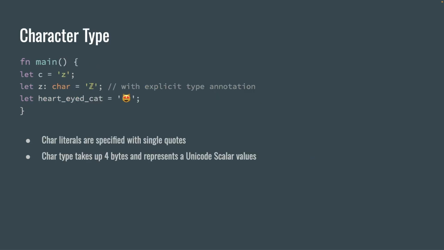Character types. Characters are represented in strings using single quotes. Strings are usually double quotes. Characters take up 4 bytes and represent a Unicode scalar value, which means it can represent a lot more than ASCII characters such as 1, 2, 3, 4, A, B, C, D. It can even include Chinese, Korean, Japanese characters, emojis. We will learn a lot more about this in a later video about strings.